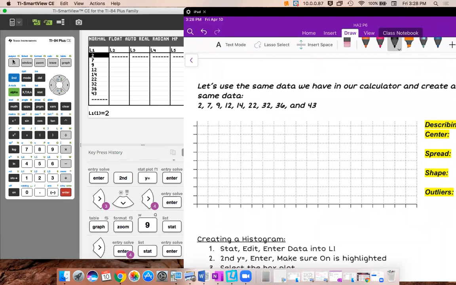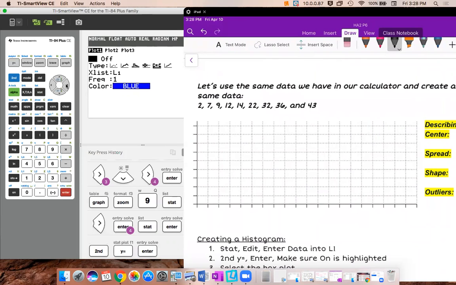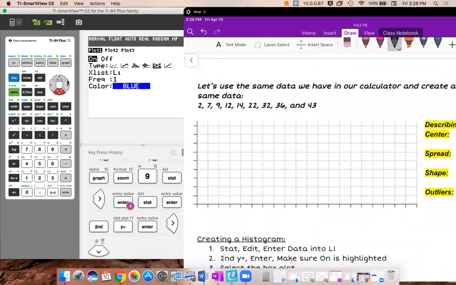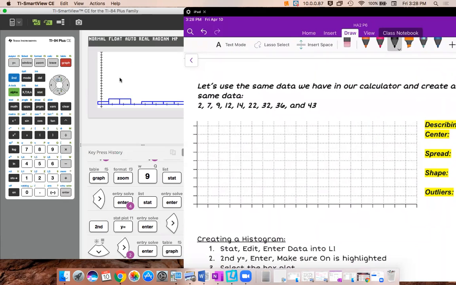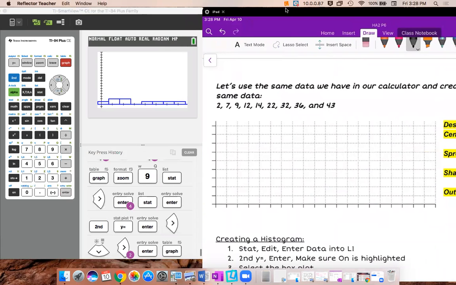Then we're going to go up to our stat plot and change this from a box and whisker plot to a histogram. So I'm going to turn the histogram on, and if I click graph, I can see that it's creating a histogram for me. Now there are a couple of things we have to do in order to see this entire thing. We have to change the bin widths and we also have to change the X scale.